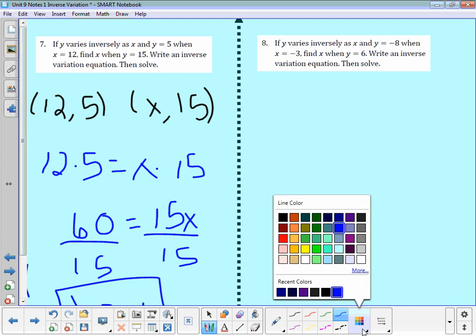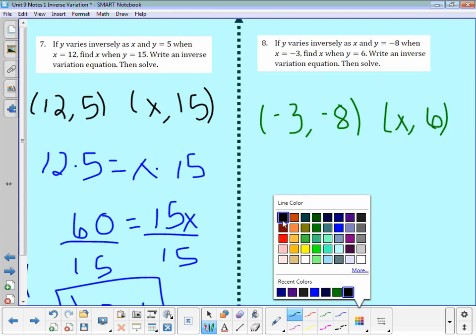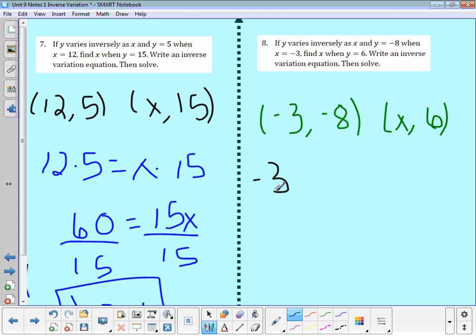If y varies inversely as x and y is equal to negative 8 when x is equal to negative 3. So x is equal to negative 3, y is equal to negative 8. So we need to find x. We don't know what x is when y is equal to 6. So now again, we want to multiply those parentheses together. So I'm going to take negative 3 times negative 8, and that's going to be equal to x times 6.